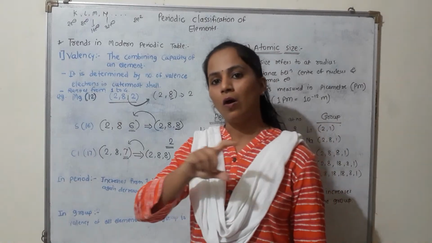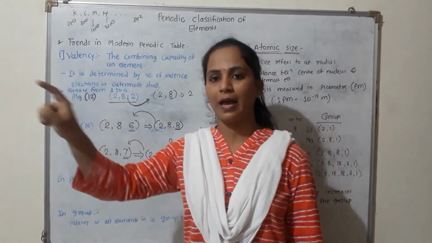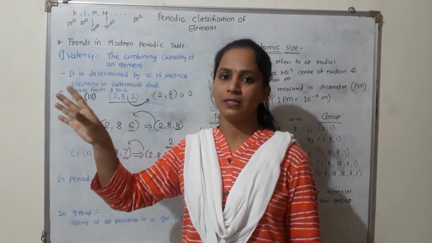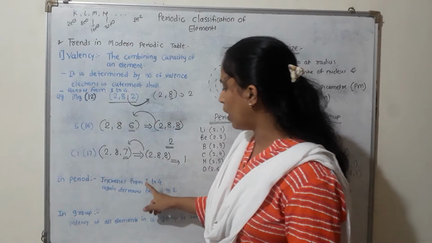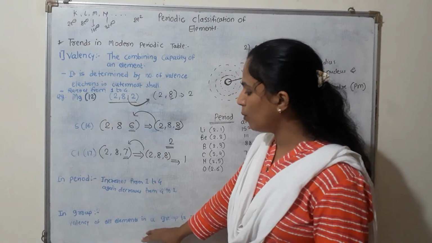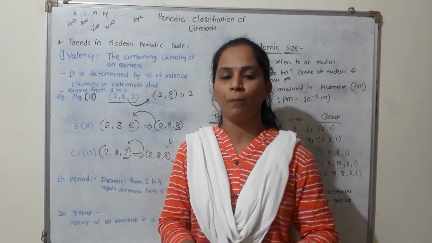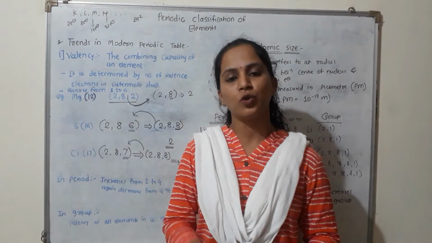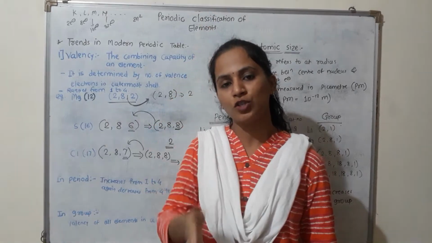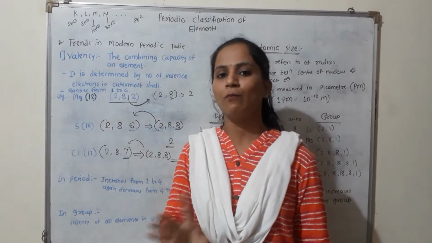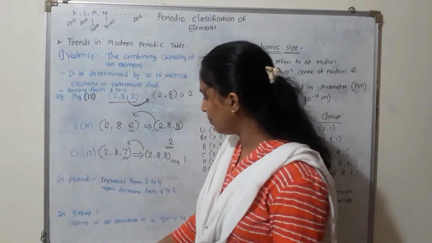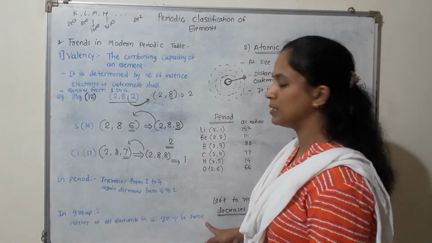When you observe all the periods, what is a period? Periods are horizontal lines, horizontal rows. When you observe a period, all the elements have different valencies, but the valencies range from 1 to 4 and then 4 to 0. And what about a group? When you observe any group, all elements in the same group show the same valency. When we talk about group 1, all elements present in group 1 show valency 1. Means they have the same valencies.